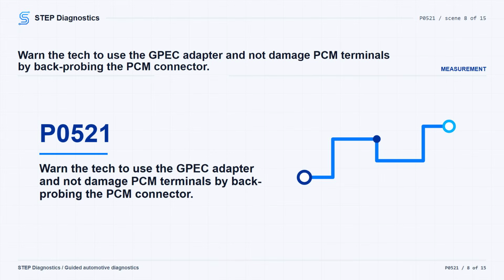Now go after the signal circuit. Turn the ignition off, disconnect the engine oil pressure sensor harness connector, and disconnect the PCM harness connector. Do not probe the PCM harness connectors. That can damage the terminals and create a poor terminal-to-pin connection. Use the GPEC Diagnostic Adapter, GPEC Diagnostic Adapter 10436, at the proper PCM connector.